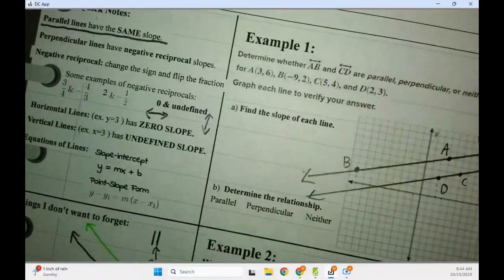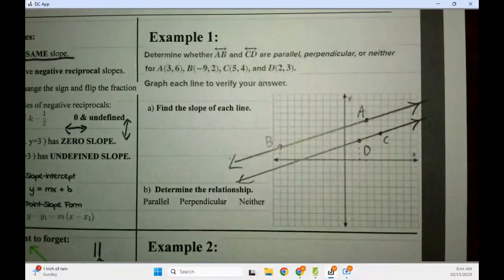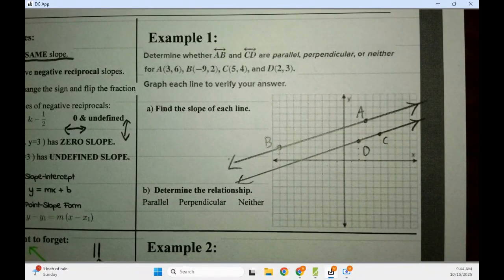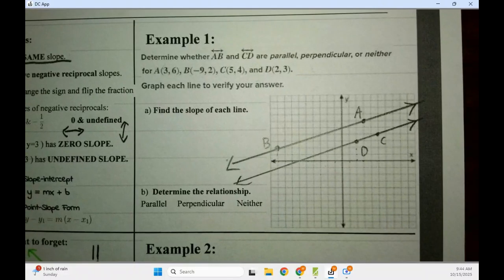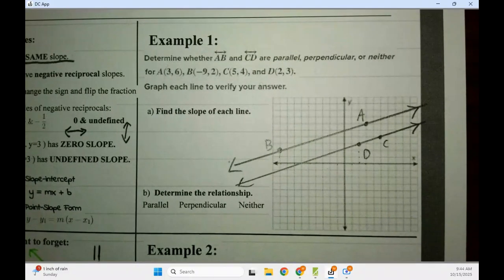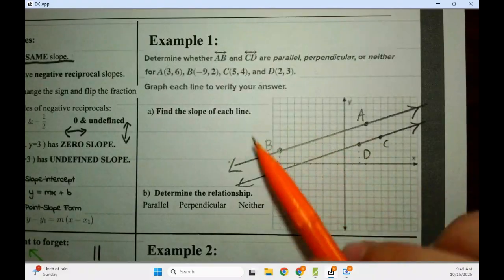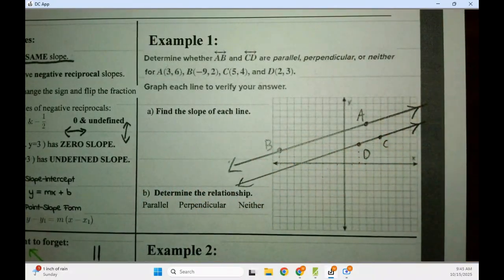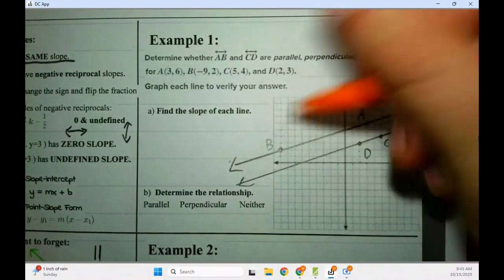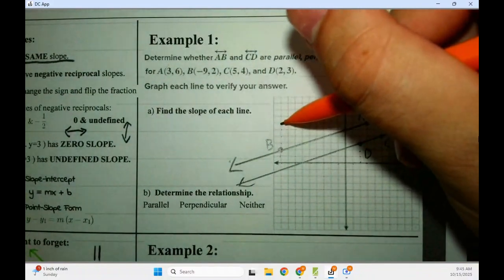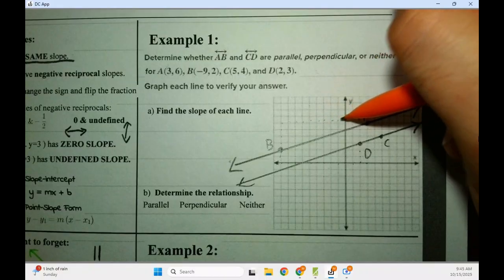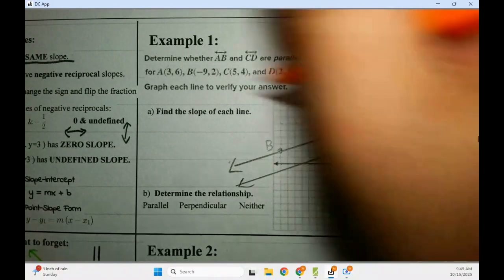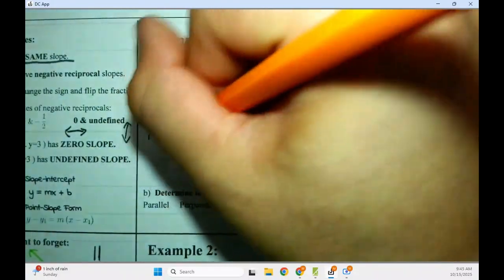So just by tracing these, what do those lines look like? Do those look parallel, perpendicular, or neither? They look parallel. They're going in the same direction and they don't ever touch. So let's verify that. Let's find the slopes of both of them, and if the slopes are the same, then they have to be parallel. If they're negative reciprocals, then they're perpendicular. So the slope of A to B, well, I could count it. 1, 2, 3, 4. It goes up 4. And then it goes 1, 2, 3, 4, 5, 6, 7, 8, 9, 10, 11, 12. So A to B, that slope, looks like 4 over 12.